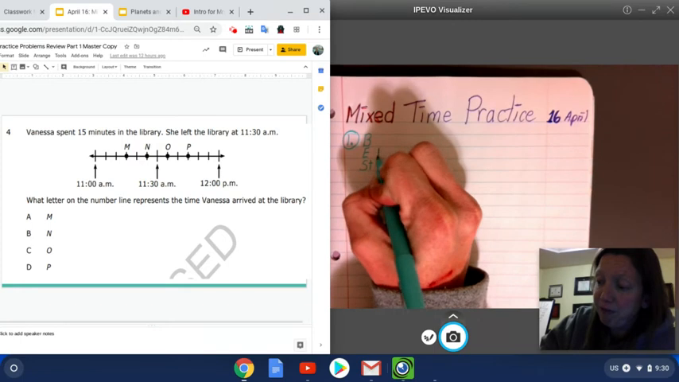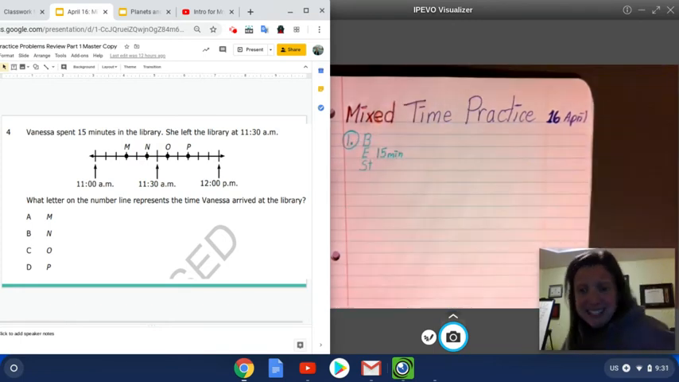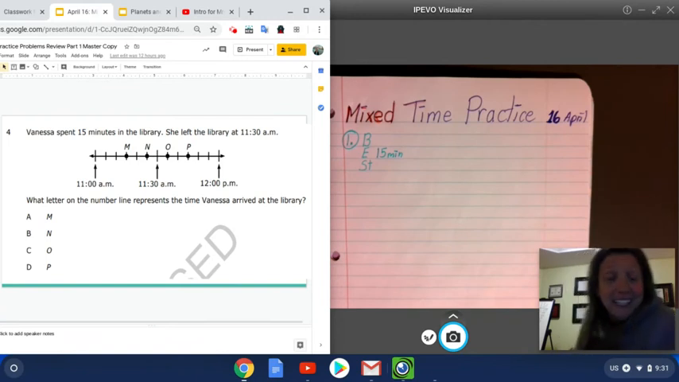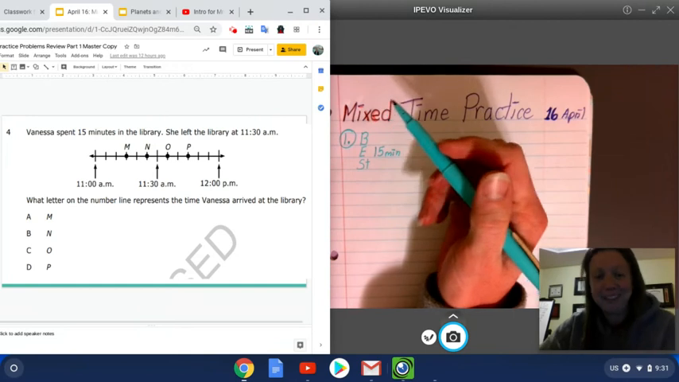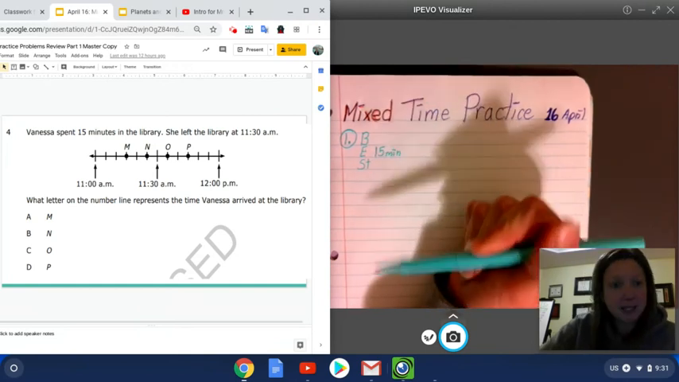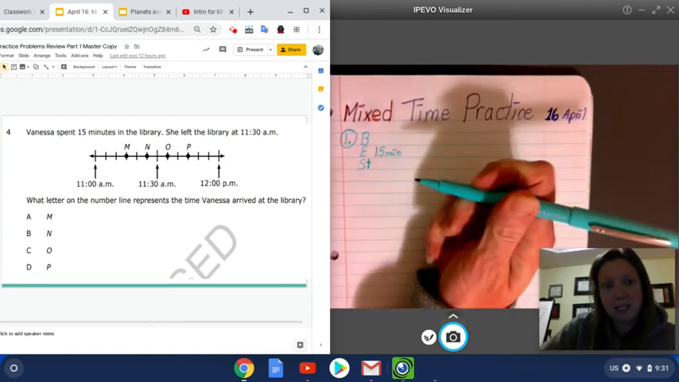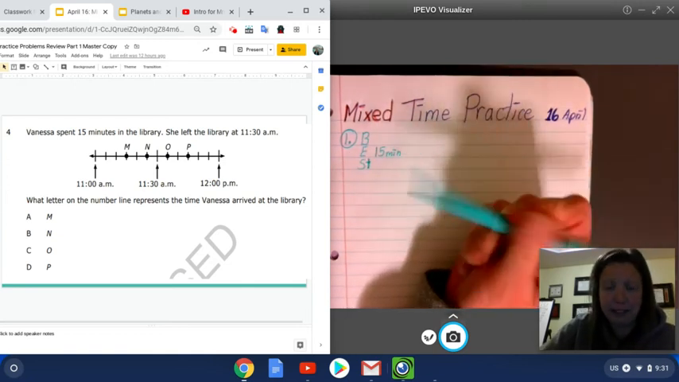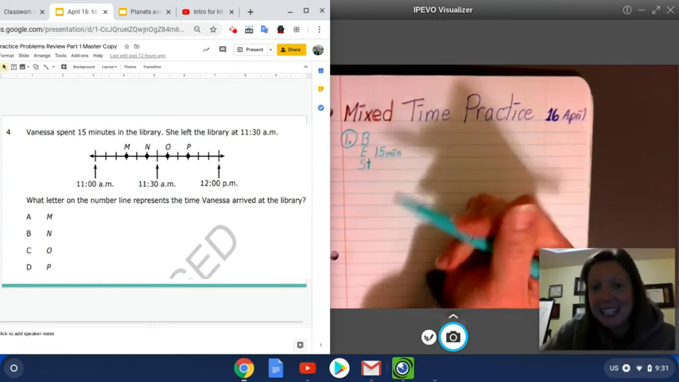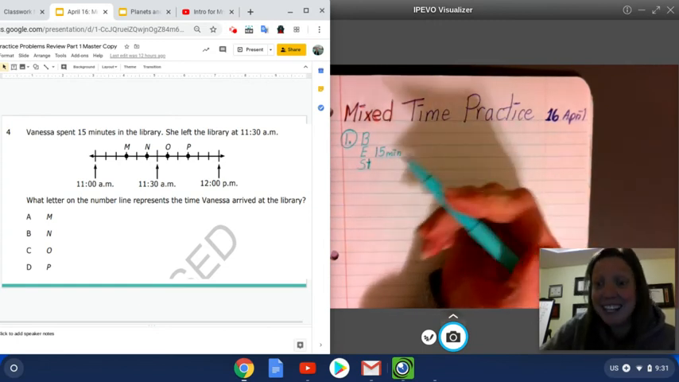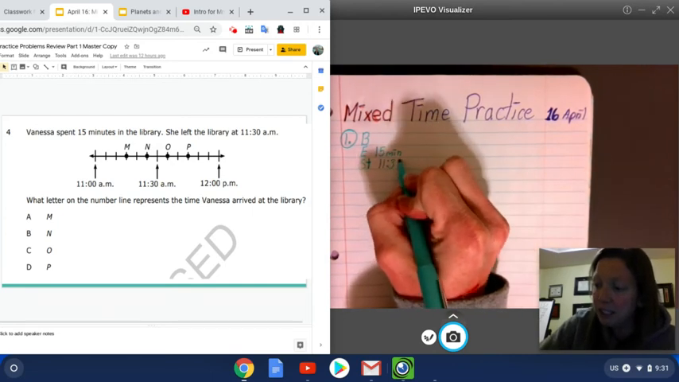If she stayed at the library for 15 minutes, remember, how long you do something, or the time that passes in between the start and the end, is that elapsed time, and we write it in hours and minutes. So if my elapsed time is 15 minutes, I know that my stopping time, if she left the library at 11:30, we're trying to figure out what time she got there. So that 11:30 is my stopping time. So I want to put 11:30.